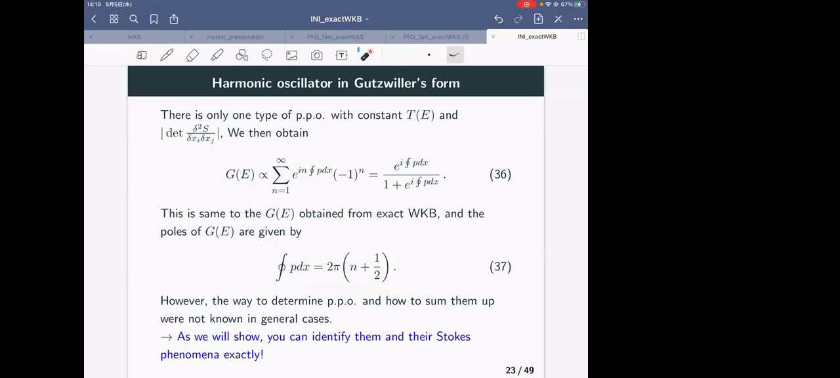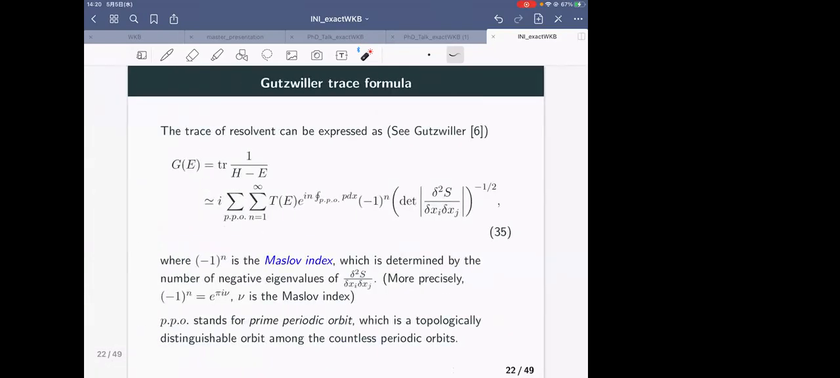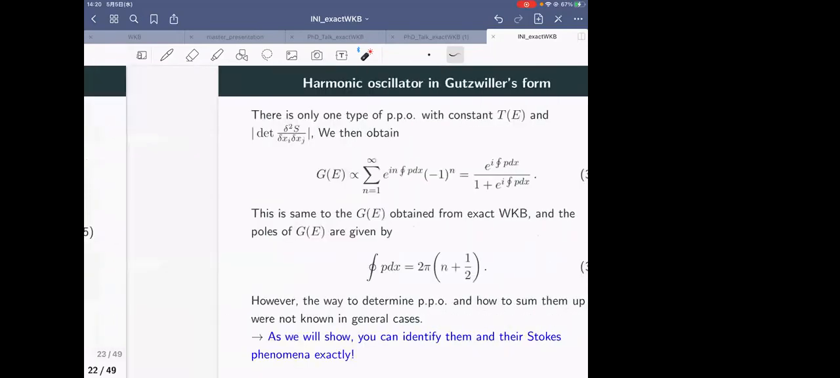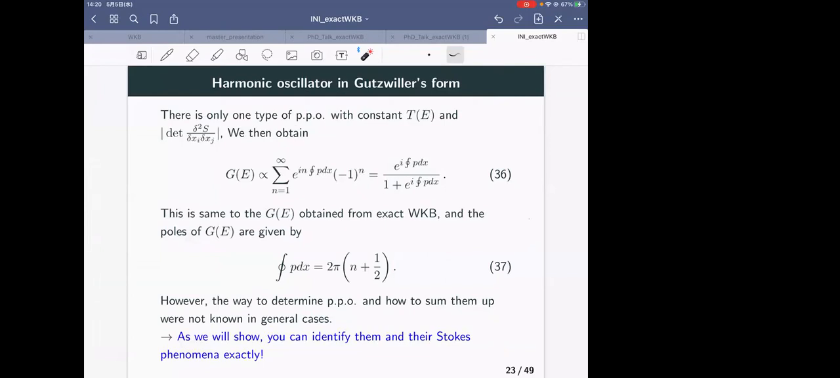When we consider a much more non-trivial potential, then the number of prime periodic orbits is much larger. Therefore, the result should be much more complex. And the problem is that the way to determine such prime periodic orbits in a general potential is not so clear. Also, the Stokes phenomenon of this Gutzwiller trace formula is not so well known. But using the WKB method, we can show how to determine these prime periodic orbits and also the Stokes phenomenon of this trace formula.